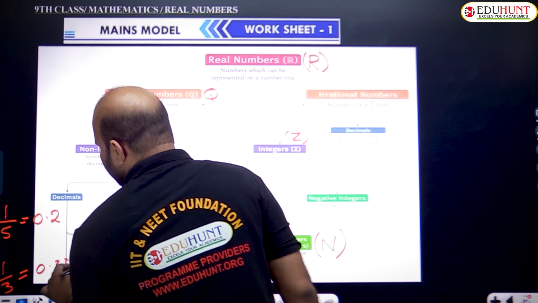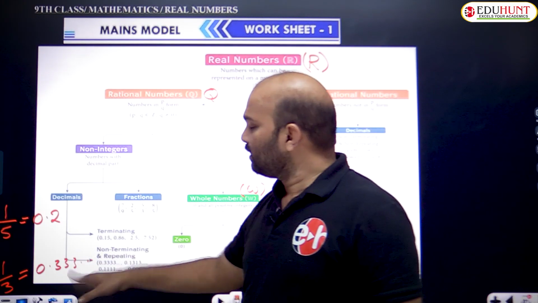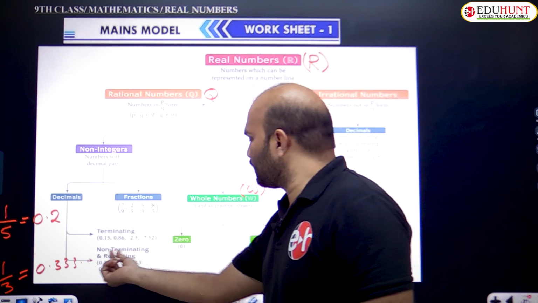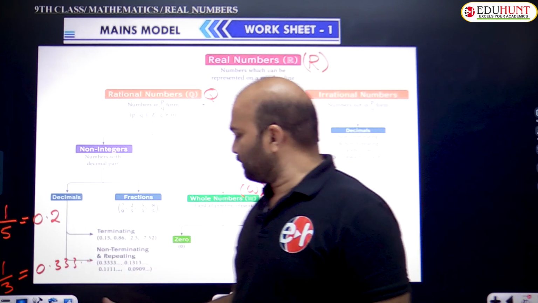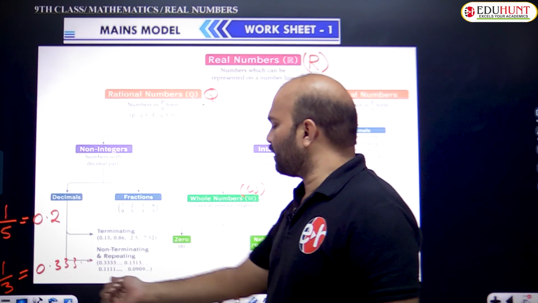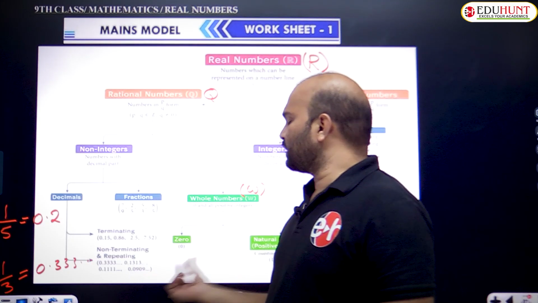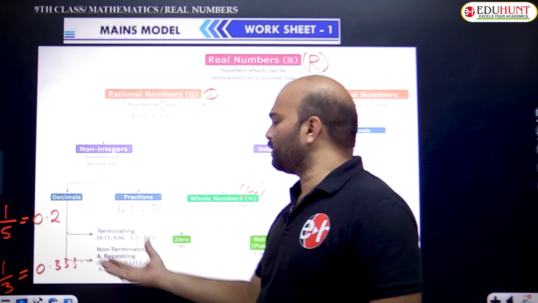3 3 3 3 3 and so on. So it is non-terminating, endless numbers, 3 will be repeated infinite times. So that is called non-terminating. And what does repeating mean? Which one is repeating? 3 is repeating. Just like 0.333, 0.1313 and so on, 0.1111 and so on, and 0.090909 and so on. So these are non-terminating repeating and terminating decimals.